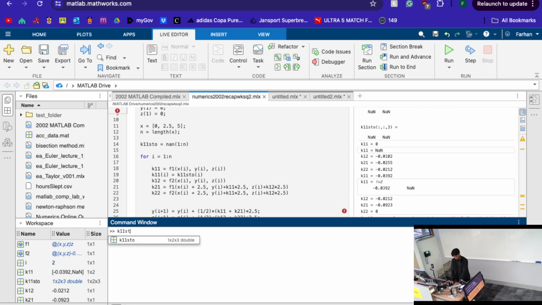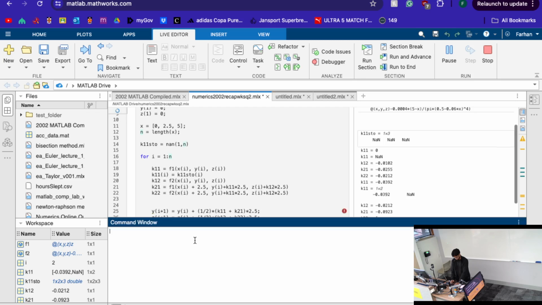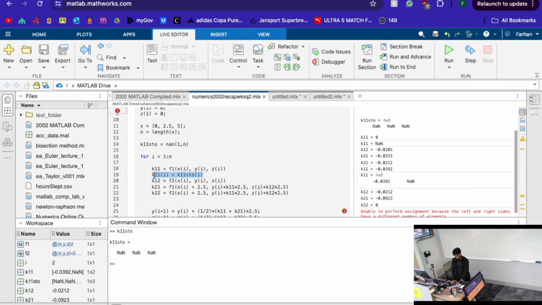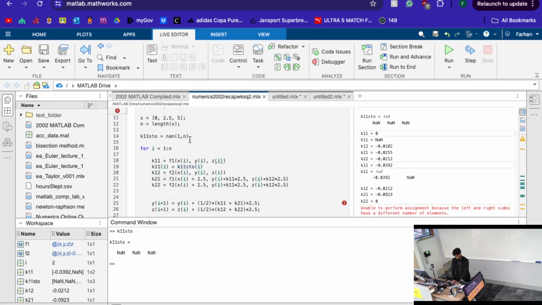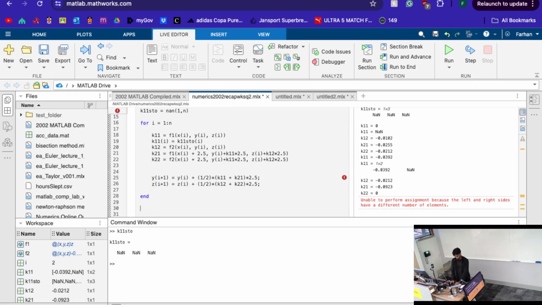Maybe that one. No. Oh, I think it's because it should be this. Yeah, you just step through it. Or like what he said, just step through it. Type K11 store at the bottom, after the end of your code. No, keep that one. And then after the end, go K11 store. And then run it.